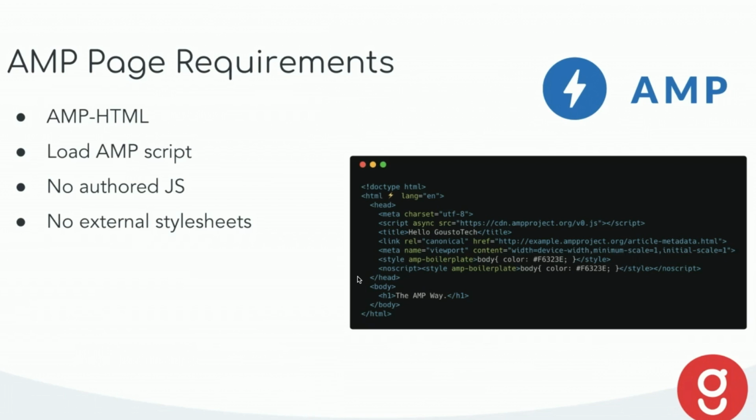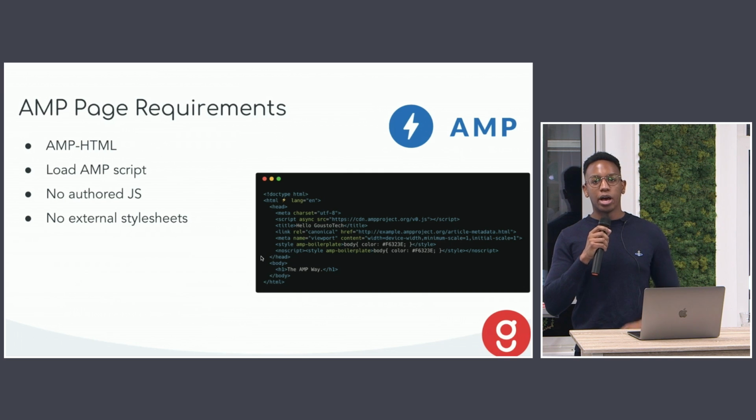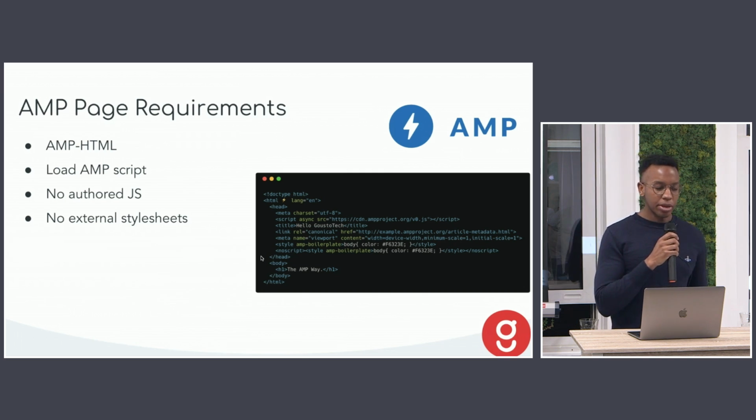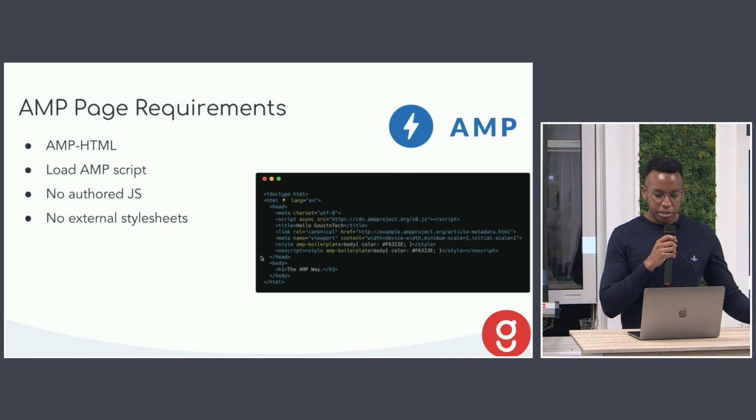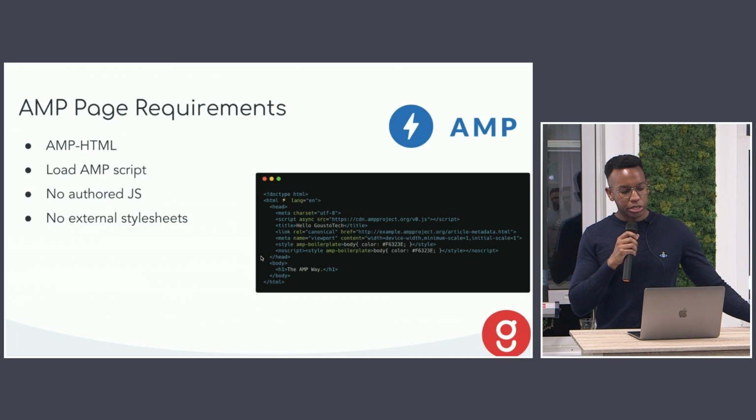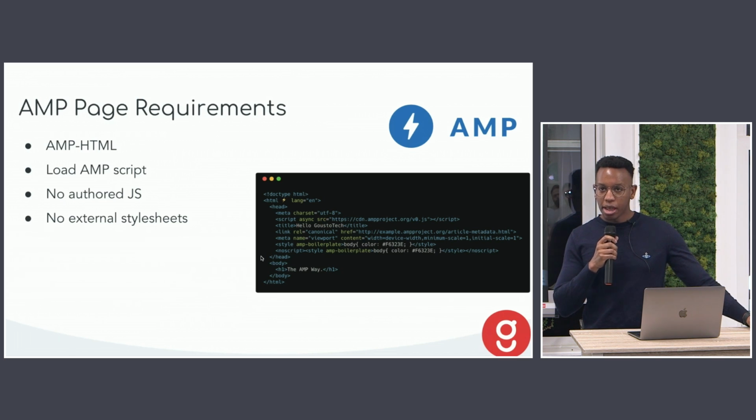But essentially, there's some fundamental changes to an HTML document that's using AMP. You require that lightning bolt on the HTML tag, as well as you have to load in the AMP script. There's no authored JS, which essentially means that you can't put a script tag and put your own code in there. If you want dynamic aspects of the page, you have to do it the AMP way, which I'll go through a bit later.